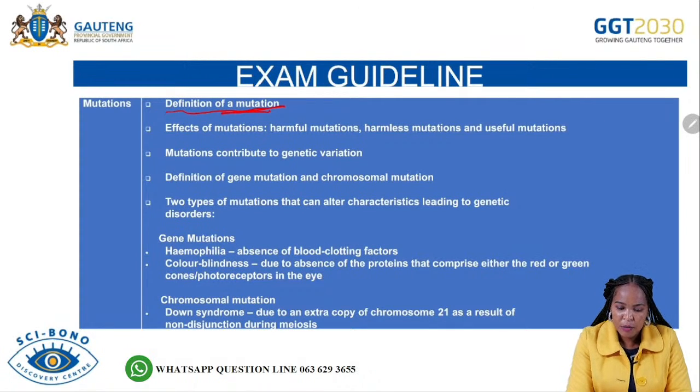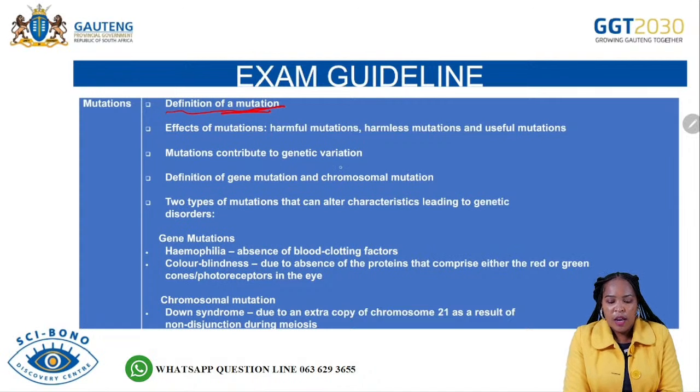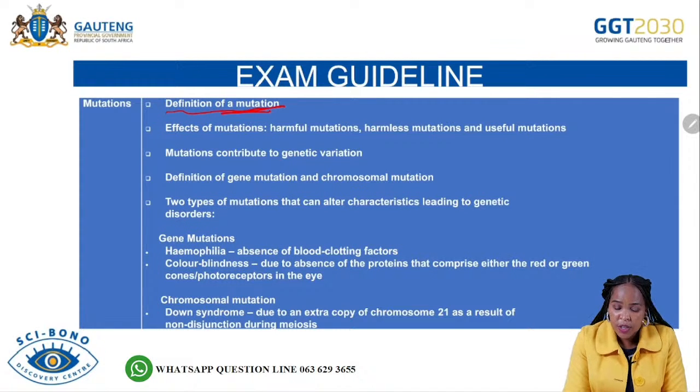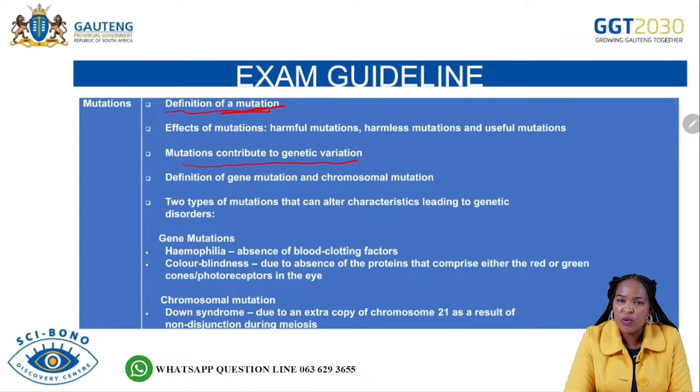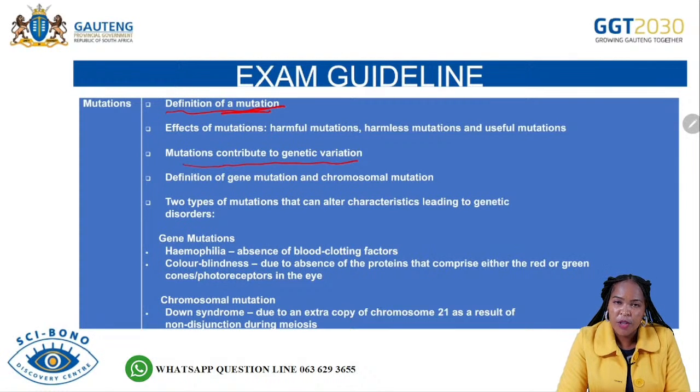You need to define mutation in general because there are other types of mutation that you need to know the definitions for, and you need to know the effect of mutation thereof. There are harmful mutations, harmless mutations, and useful mutations. Then you define how mutation contributes to genetic variation. I know most of you are familiar with this one, as you did meiosis. You know how genetic variation comes about. So we're going to see how mutations also bring about genetic variation.